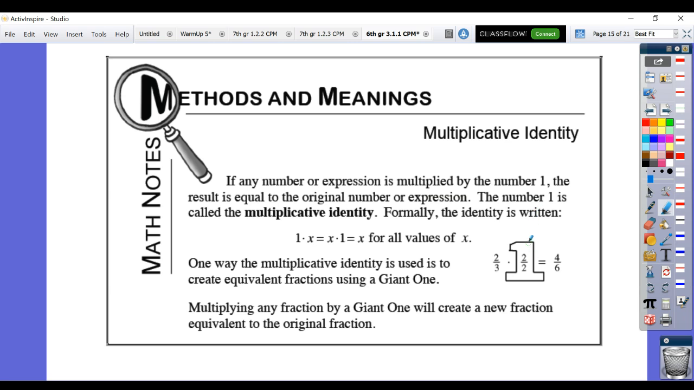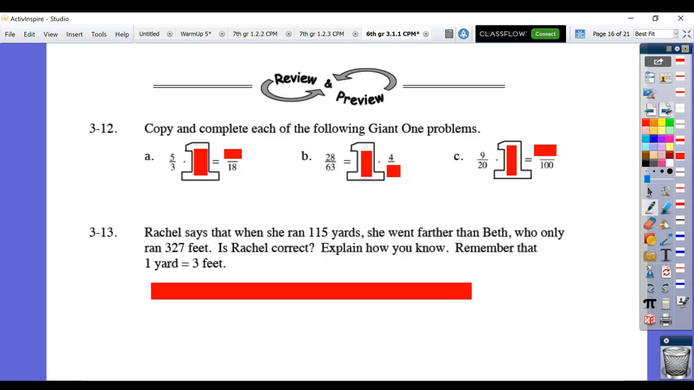So we're multiplying by 1, and the number is maintaining its identity. It's equal in value, but looks different. So 2/3 times a giant 1 gives us an equivalent fraction of 4/6. Equal in value, looks different. Okay. So for your homework, we're starting with 3.12.